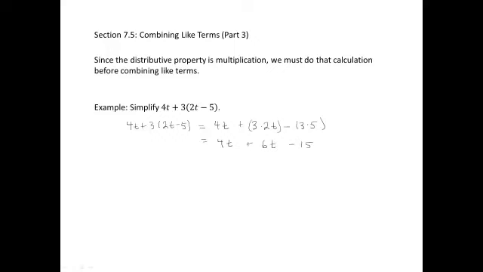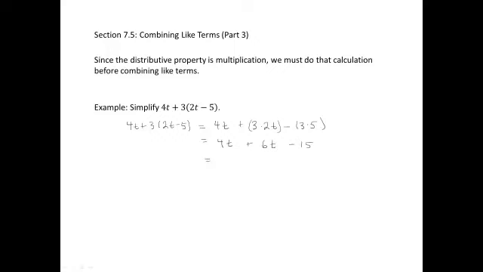Section 7.5, Combining Like Terms, Part 3. Since the distributive property is multiplication, we must do that calculation before combining like terms, which is an addition and subtraction step. Example, simplify 4t plus 3 times 2t minus 5. First we multiply using the distributive property, so the 4t comes unchanged, plus 3 times 2t minus 3 times 5. 4t plus 6t minus 15.